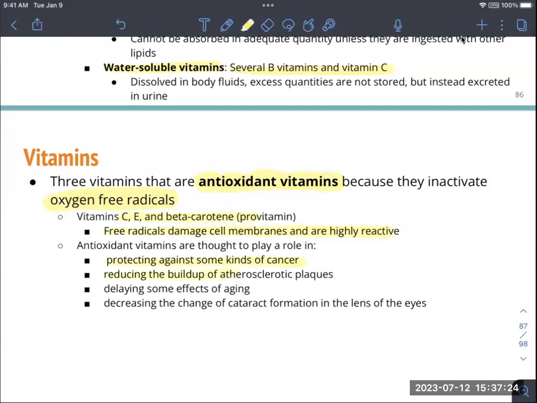They reduce the buildup of atherosclerotic plaques in your blood vessels. They can delay some of the effects of aging. And they can decrease the chance of cataract formation in the lens. So vitamins are very beneficial to your body, and they are very needed.